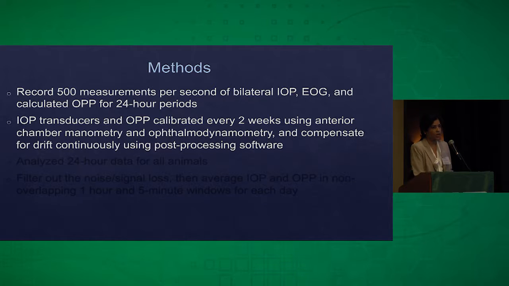To calibrate the IOP transducer, every 2 weeks the animal is anesthetized. The anterior chamber is entered with a 27-gauge needle, which is connected to an infusion set with a sterile infusion bottle.